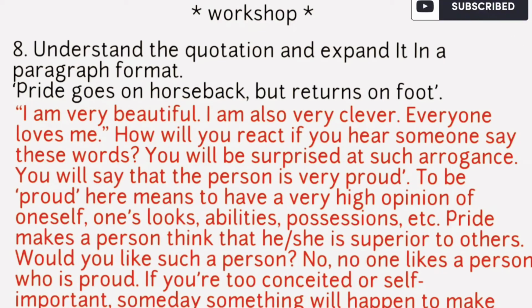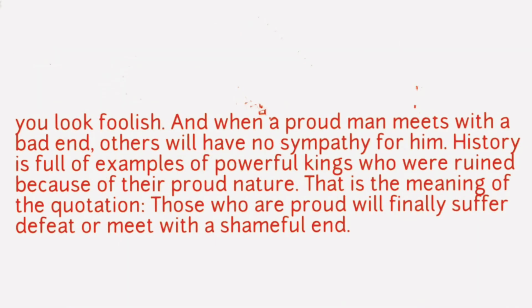To be proud here means to have a very high opinion of oneself, one's looks, ability, position, etc. Pride makes a person think that he or she is superior to others. Will you like such a person? No, no one likes a person who is proud. If you are too conceited or self-important, someday something will happen to you.